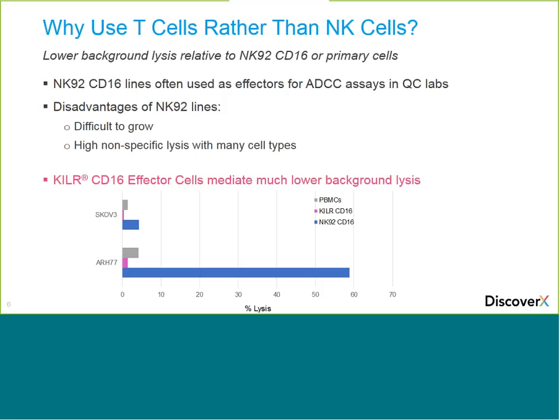And the ARH77 data here is reflective of many other cell types that we've looked at, especially suspension cells. Now you'll note that the PBMCs have some background, and that's shown in the gray bars here, but it's nowhere near what you normally see with NK92. But importantly, the KILR CD16 cells, which are shown with the purple bars here, which are very small, have very low background lysis, so even lower than what we see with PBMCs and significantly lower than what we see with NK92. So the specificity of response in an ADCC assay will be driven by your antibody.